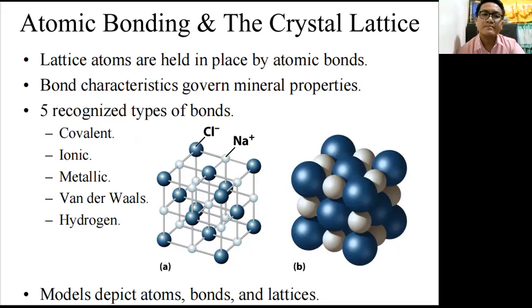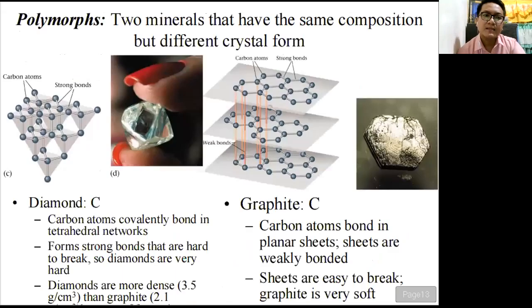Po. Next po natin, the polymorphs, which are two minerals that have the same composition but different crystal form. Para siyang magdalawang crystal o dalawang minerals that have the same composition pero magkaiba sila ng crystal form.